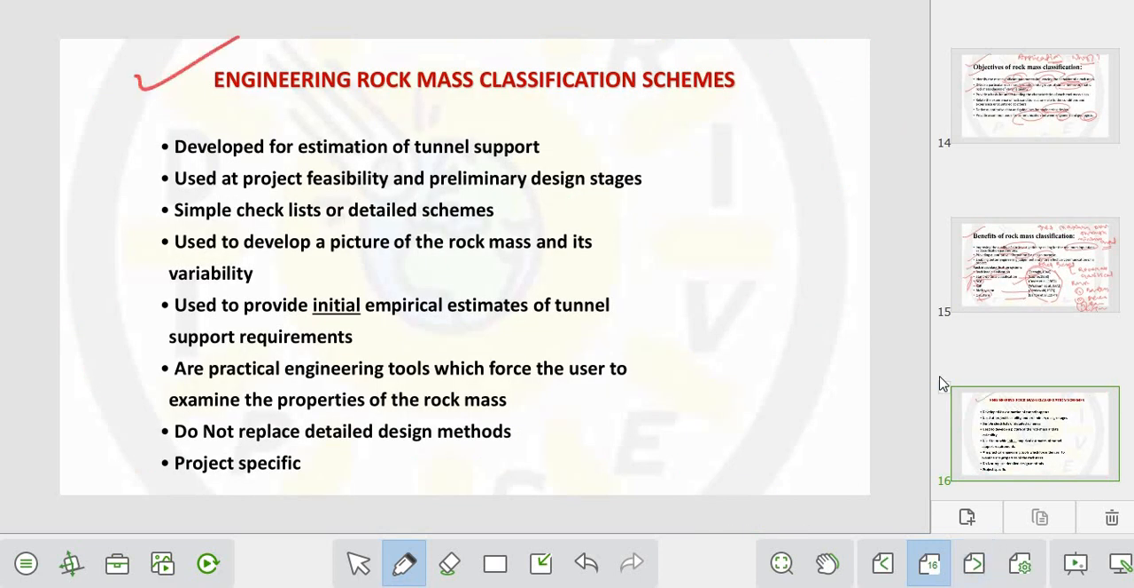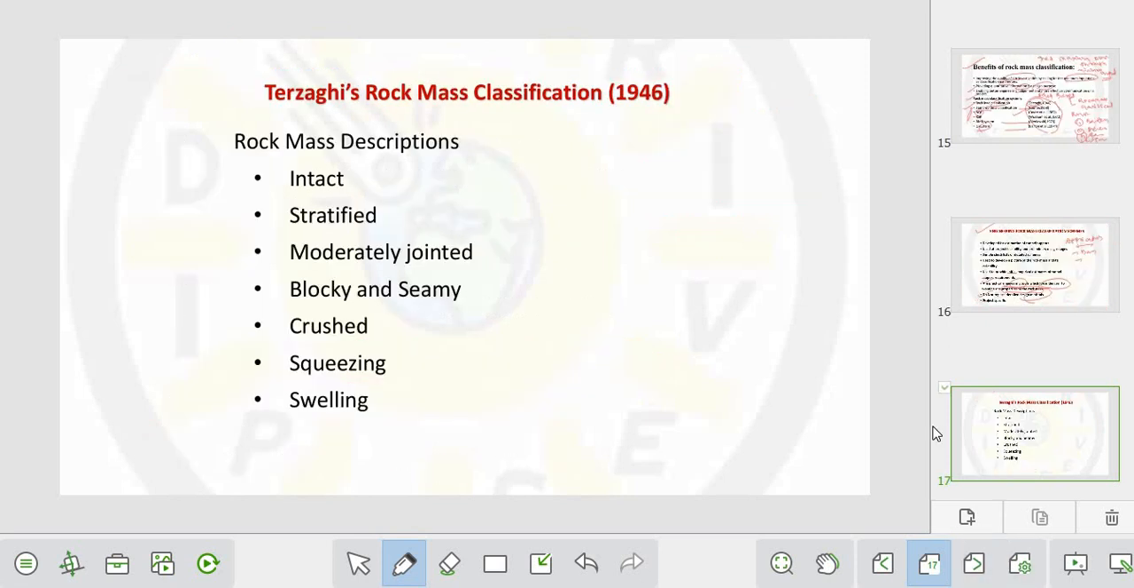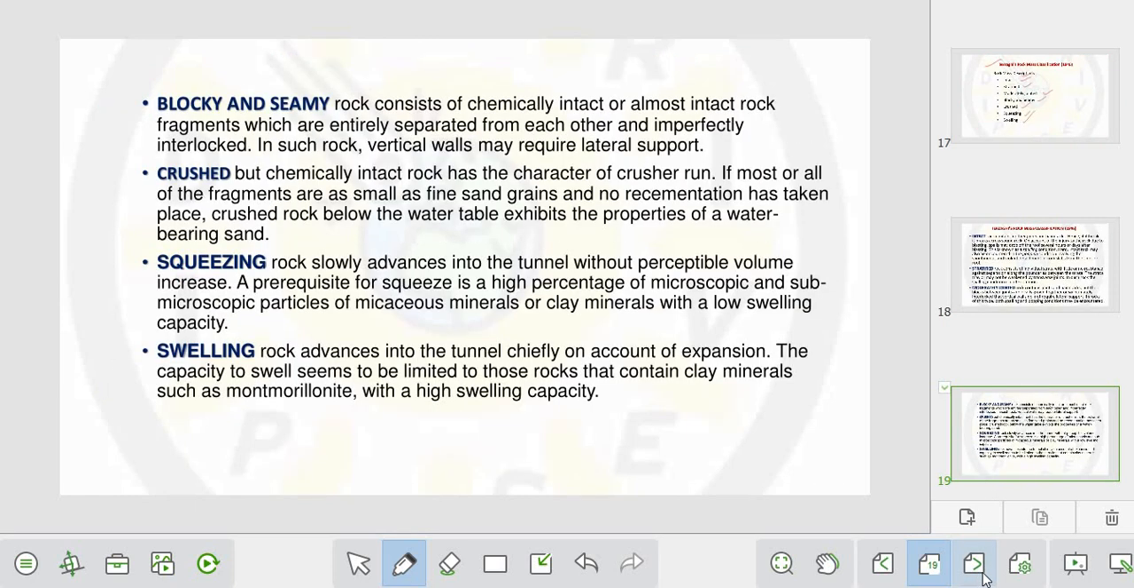And engineering rock mass classification schemes, I will not go into detail. It is also an application for tunnel design, for the preliminary design stage, for dam construction. These are practical engineering tools which force the user to examine the properties of the rock mass. This is really important. Okay, they do not replace detailed design methods. ओके तेजार की रॉक मास क्लासिफिकेशन कैसे होता है? रॉक मास डिस्क्रिप्शन होता है. I will not go into detail right now. इंटैक्ट रॉक होता है, स्ट्रेटिफाइड रॉक, मॉडरेटली जॉइंटेड, ब्लॉकी एंड सीमी, क्रशed रॉक, स्क्वीजिंग एंड स्वेलिंग. I will go into the latter part. This is not required right now.